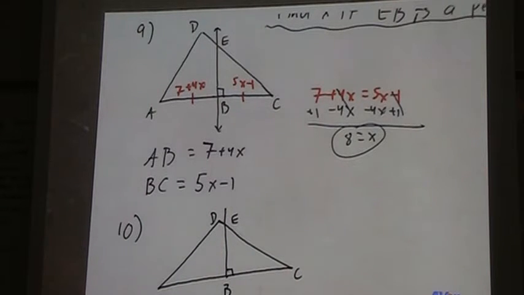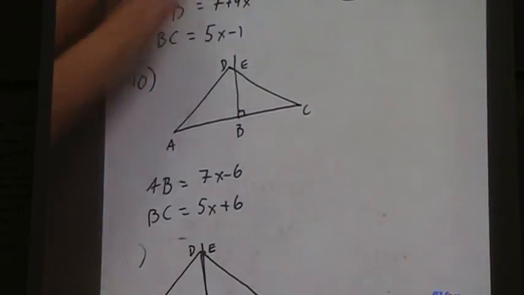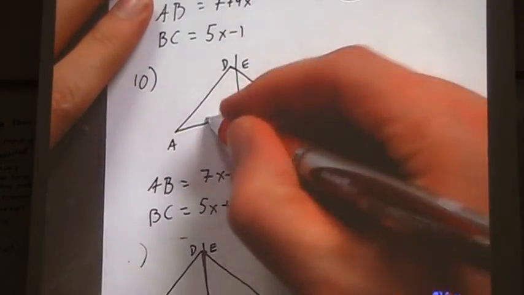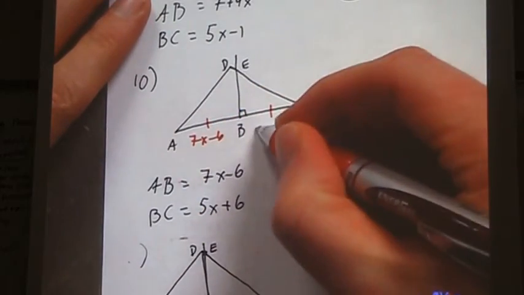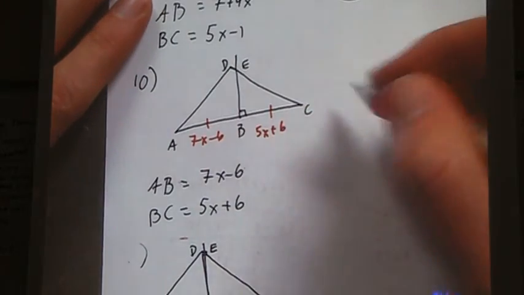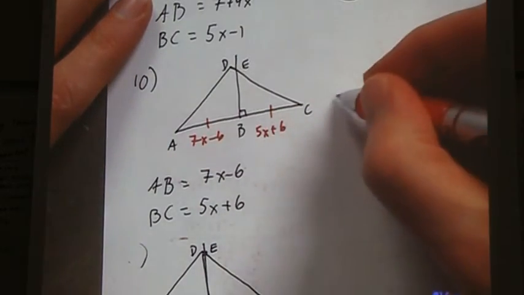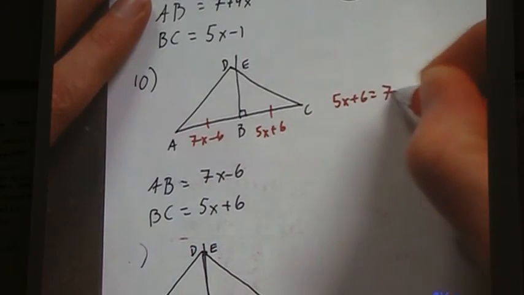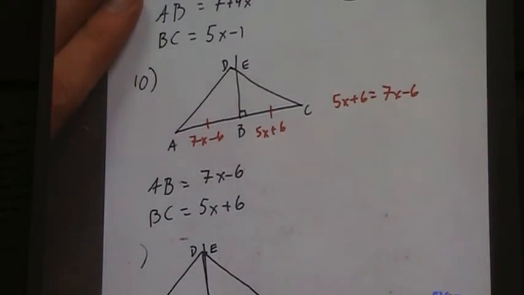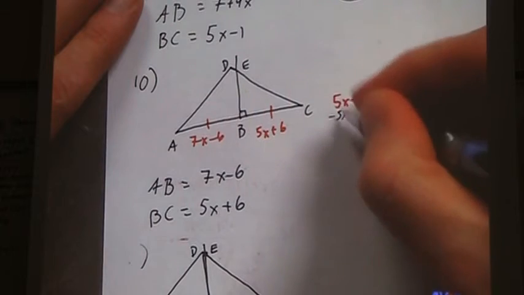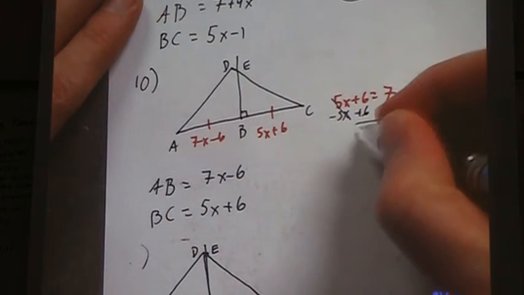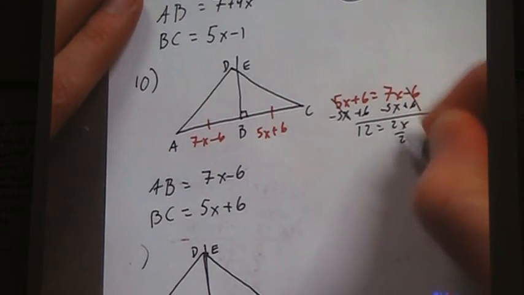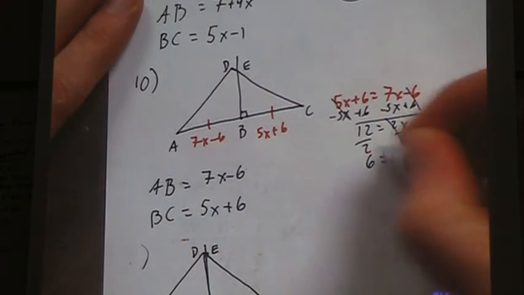Now make sure you read your problems well, because again, sometimes you might be given a full side length and you're going to have to do that a different way. Let's check number 10. AB, perpendicular bisector. AB is 7x minus 6. BC is 5x plus 6. Okay, those guys are equal. And we're just ready to solve using our algebra. Boom, done.